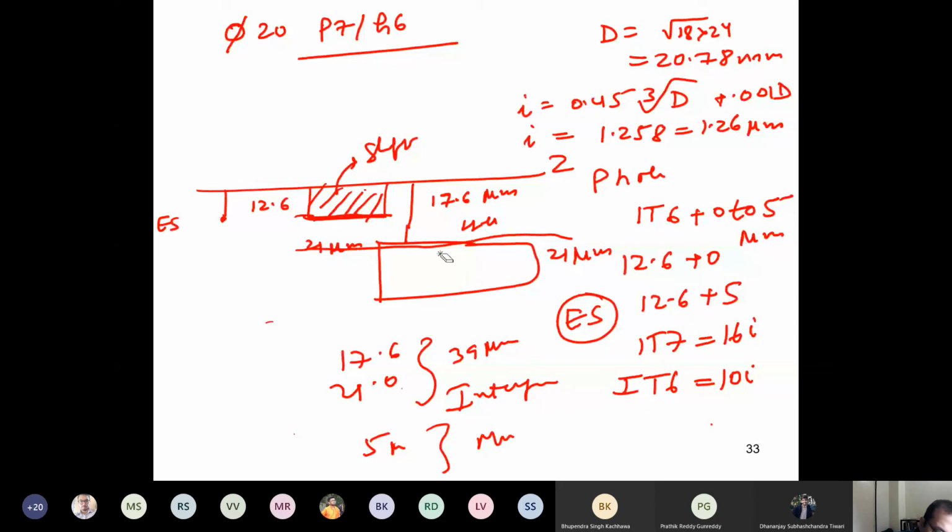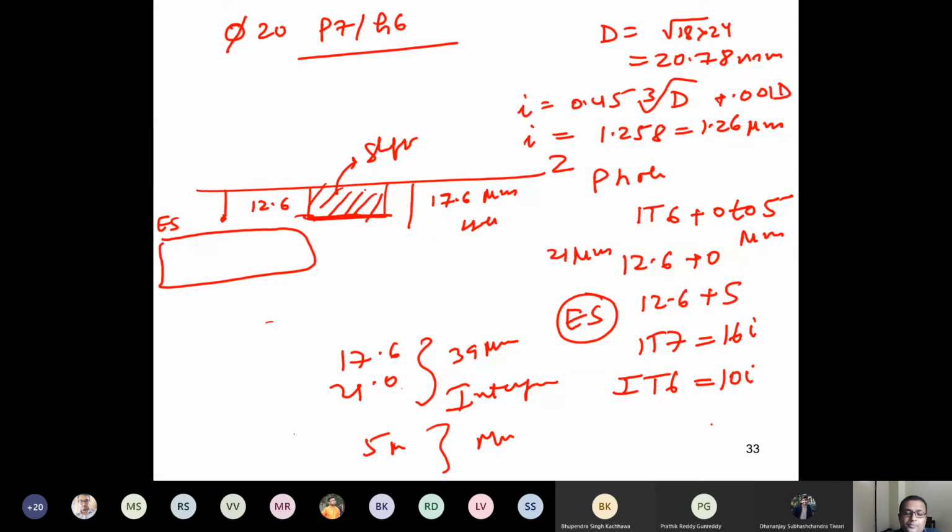Now let me take this. So I take this off for the time being, and I make an ES here. Right. What kind of fit is this? If I take the lowest boundary, what kind of fit is this? Now tell me.